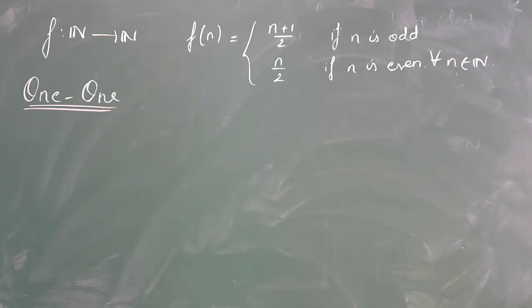1-1 means either you check by the definition that every different element in the domain should have a different image in the codomain. Or else you can check by verifying a condition. What is that condition? You just consider f of a is equal to f of b, and if you are able to prove that a is equal to b, then the function is 1-1. Or else you can say that the function is not a 1-1 function. Now, by looking at how this function is defined, can you all tell me whether it is 1-1 or not?